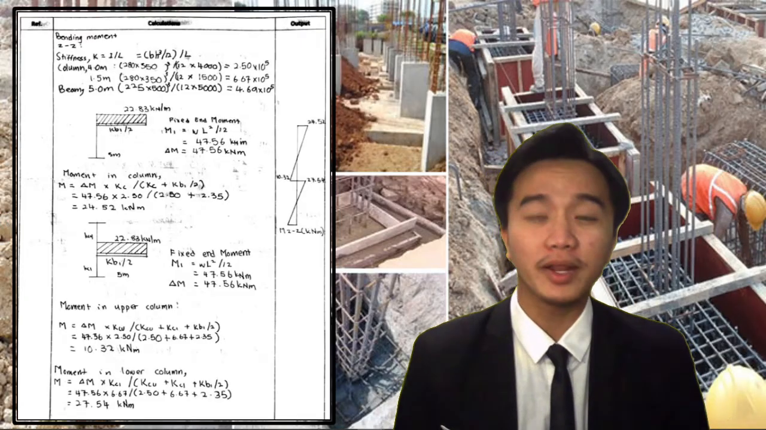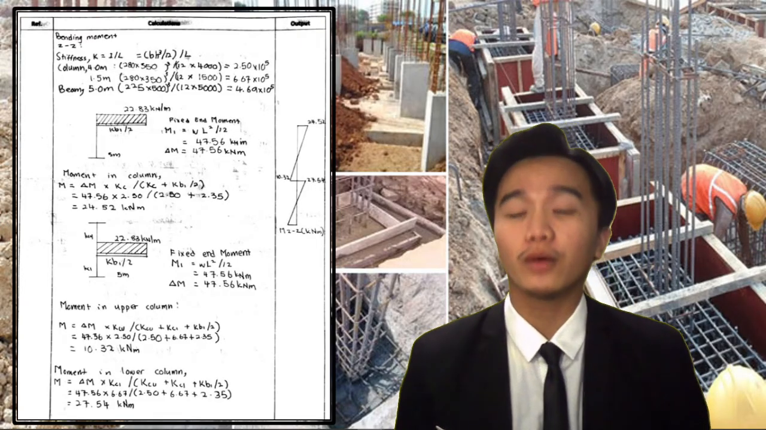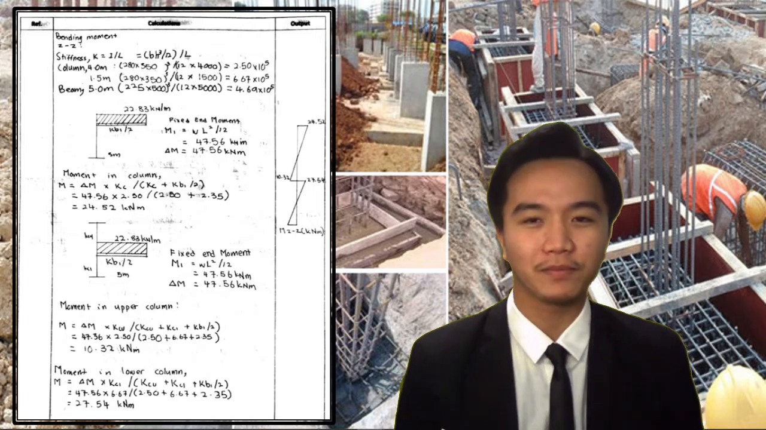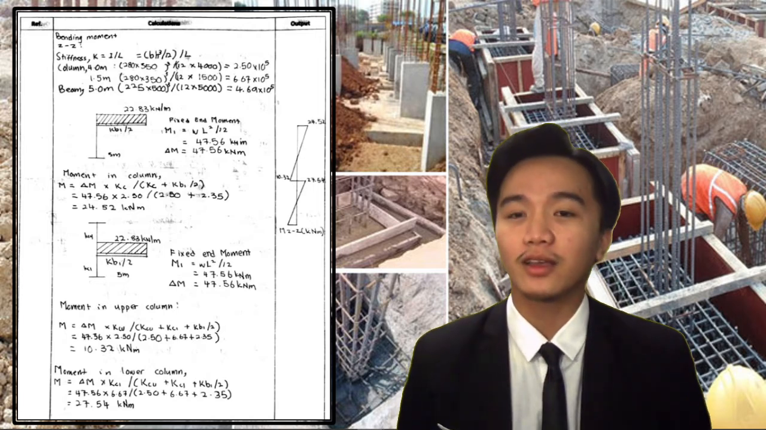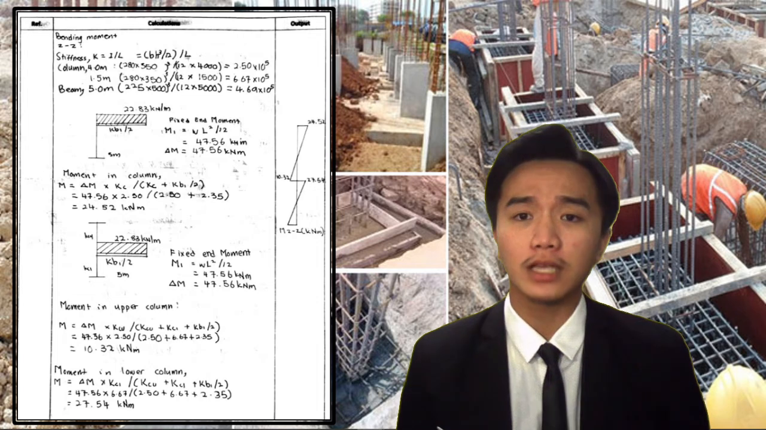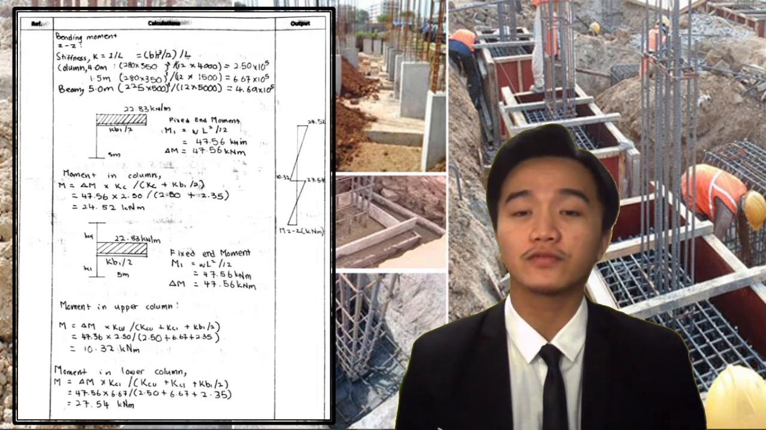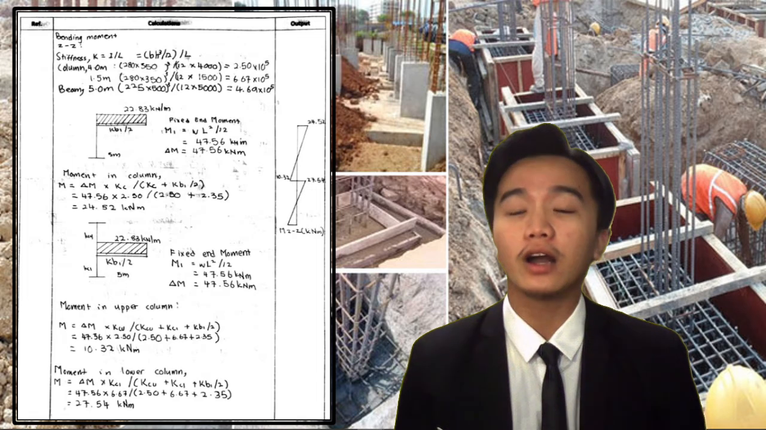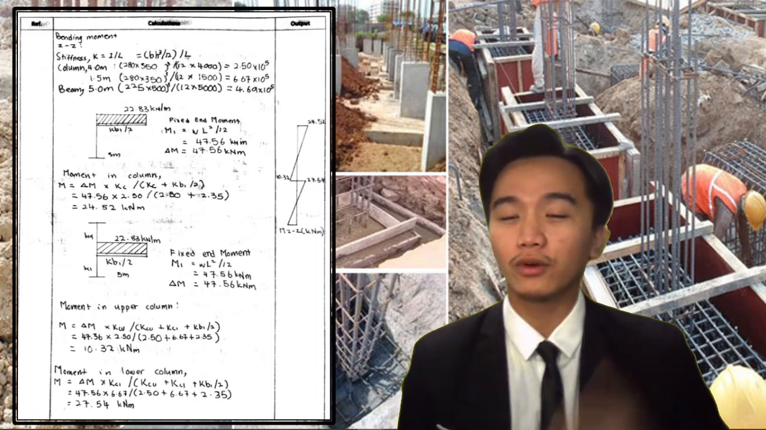So, for bending moment on ZZ, we start our calculation by calculating the stiffness for column and also for beam. So after that, we start to calculate for fixed end moment, which is our delta M is 47.56 kN per meter for first floor in this below the column.